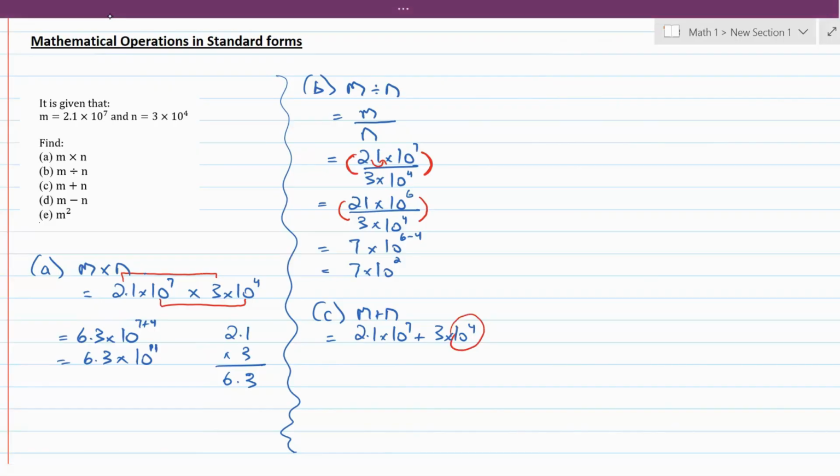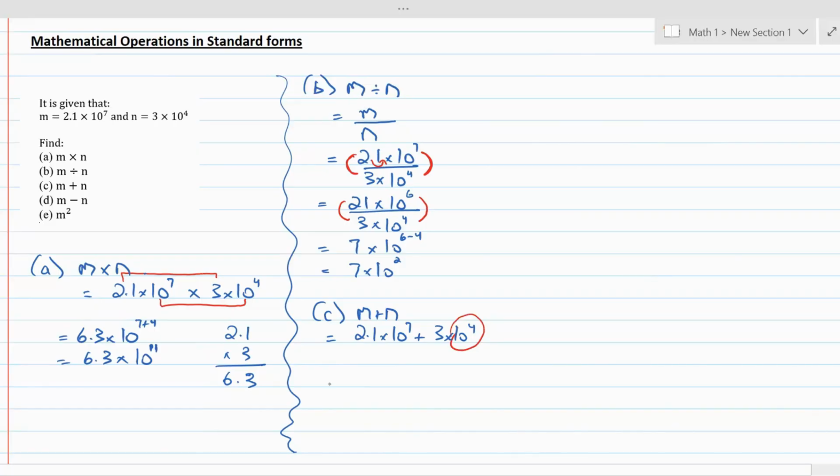So what we'll do is take 10 power 4 common. So 10 power 4 taken common. Now since 10 power 4 is taken common, for the first number 2.1 multiplied by 10 raised to the power 7, it had 7 powers of 10. Taking 4 powers of 10 outside, it would be left with only 3 powers. So 2.1 is there as it is, multiplied by, and since power 4 is taken common, it would be left with power 3.